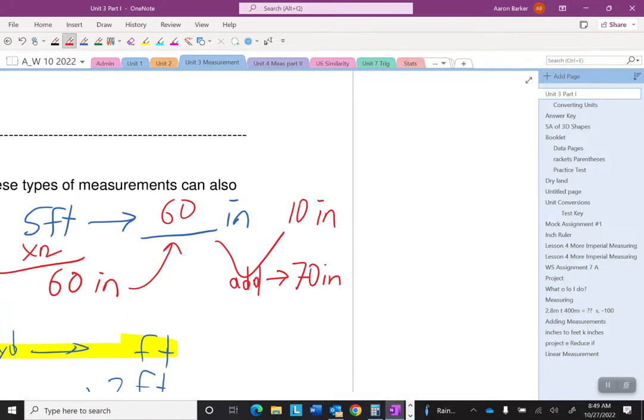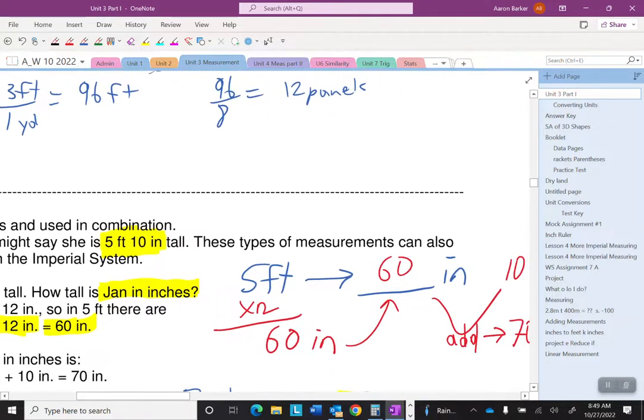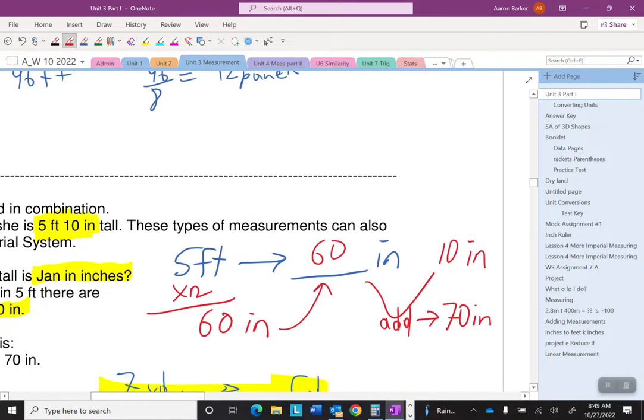Any questions about converting? Yep, Ben? The 10 is she's 5'10" tall. Yeah. So I'm just taking this 10 now and adding it there because it's already there. I got it from the table. It's a conversion factor. You want me to show you the table?